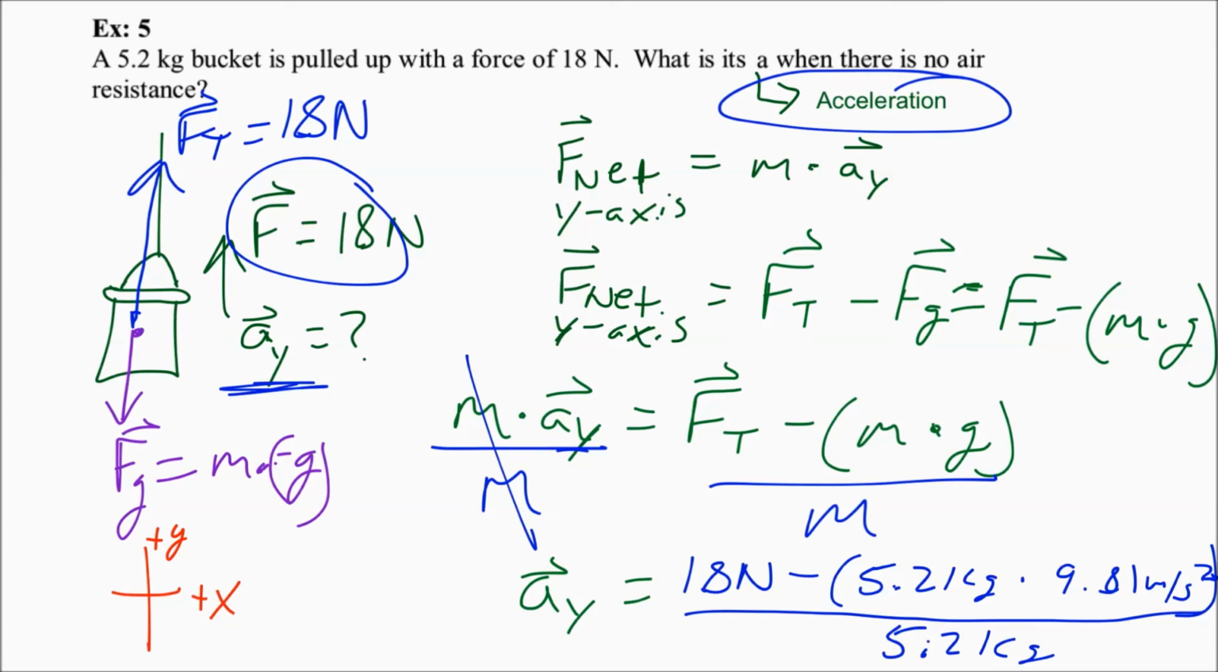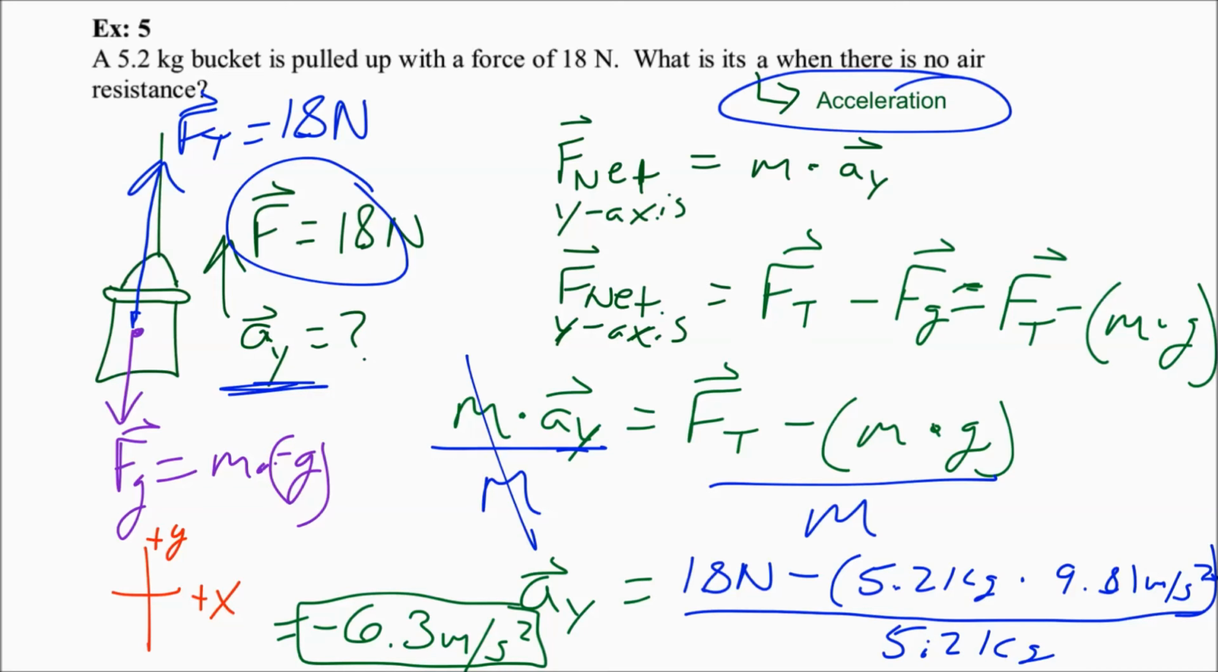Okay, so let's get out our calculators and see what that comes out to be. And as it turns out, we get negative 6.3 meters per second squared as our acceleration in the y-axis. Now, what does this negative sign here mean? It means that the overall acceleration is pointing downward.